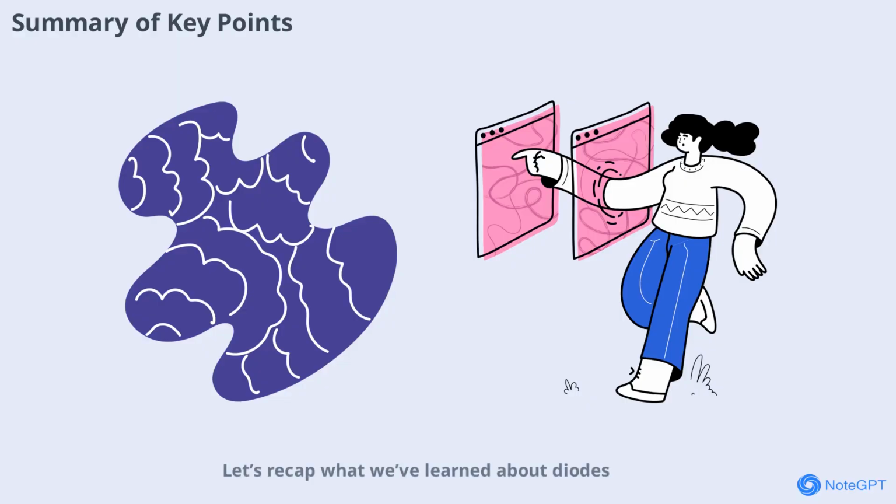Let's recap what we've learned about diodes. They are essential components that control the direction of current, protect circuits, and enable a wide range of technologies. From rectification to light emission, diodes are at the heart of modern electronics. Understanding how they work and where they're used is fundamental for anyone interested in technology.